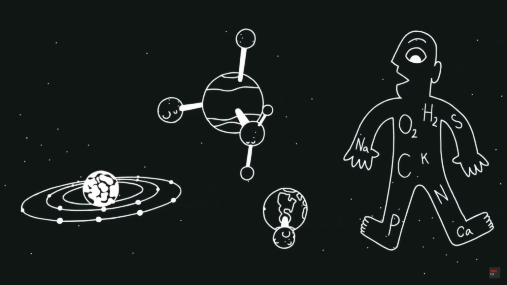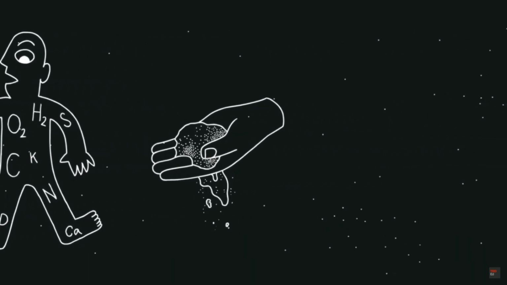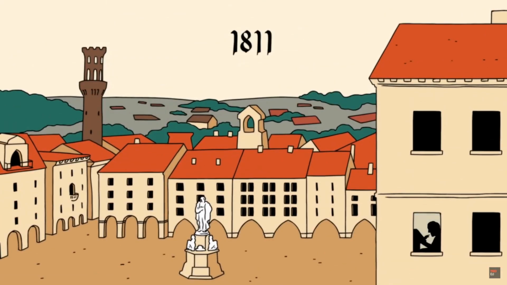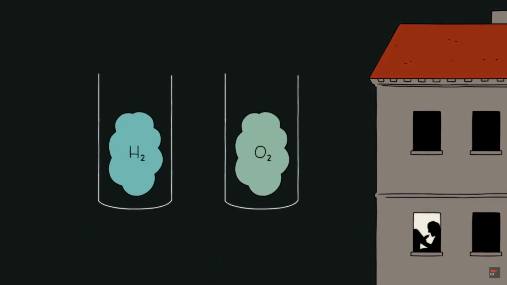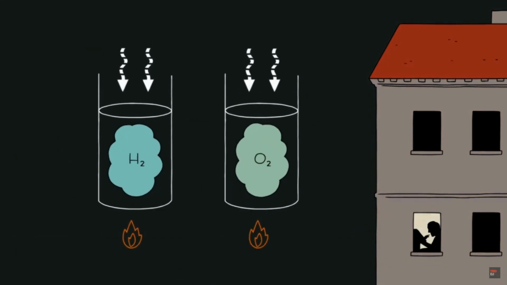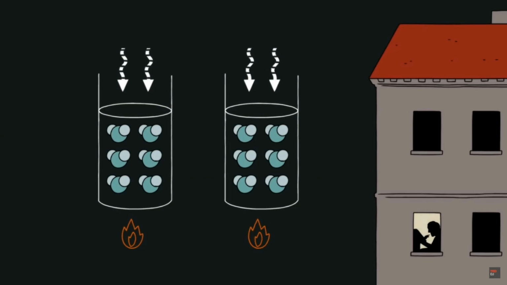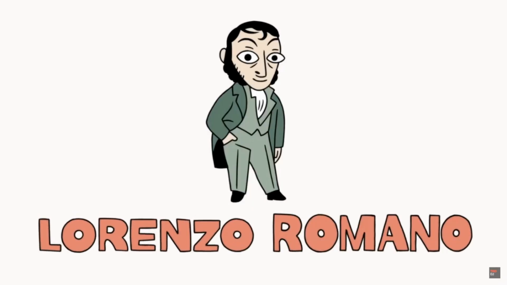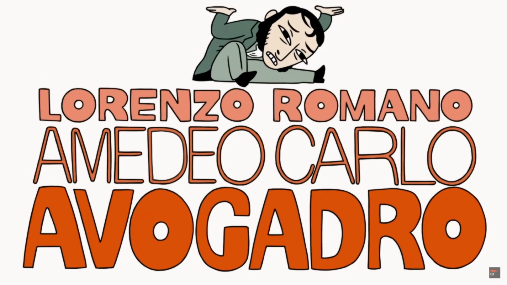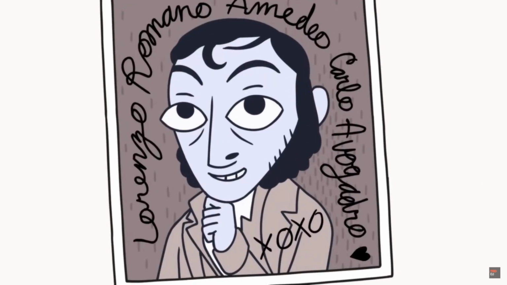Have you ever wondered how many atoms there are in the universe, or in your body, or even in a grain of sand? Scientists have wanted to answer that question, but how do you count something as small as an atom? Well, in 1811, someone had an idea that if you have equal volumes of gases at the same temperature and pressure, they would contain an equal number of particles. His name was Lorenzo Romano Amedeo Carlo Avogadro. Wonder how long it took him to sign autographs.